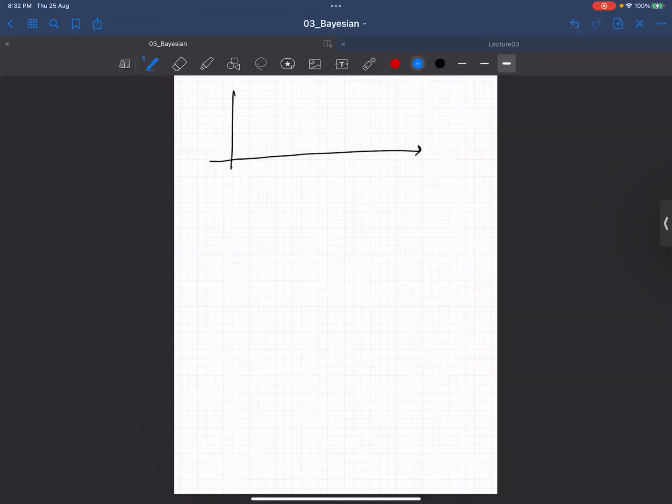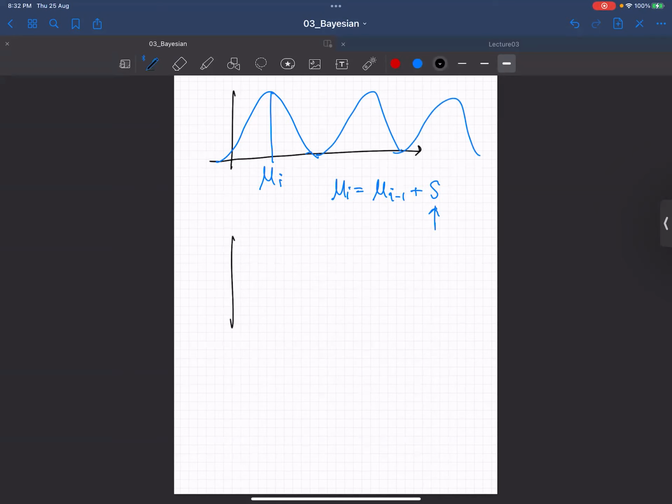So if I use mu_i equals mu_(i-1) plus S, for example, to automate the value of mu_i, then I don't really care much about the location of mu_i, right? In this case, if your S is large, it will be sparse. But if S is small, then you will have something like this.